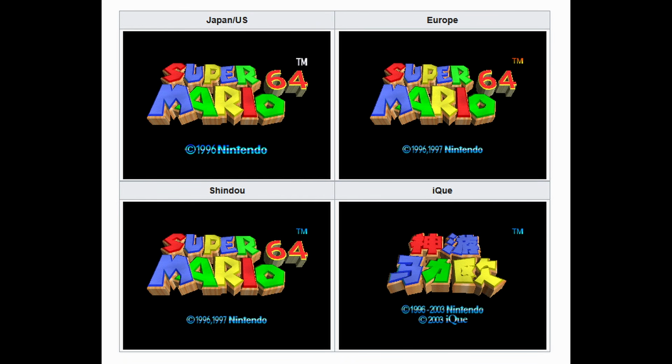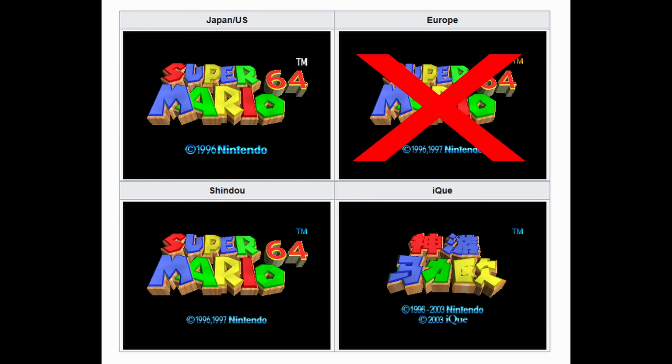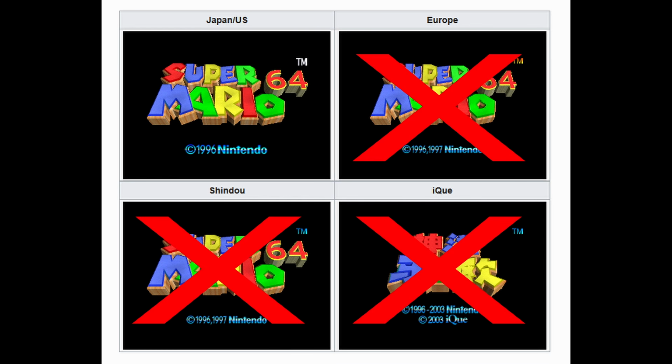There were some issues with the skip. First off, it only worked on the Japanese and American 1.0 versions of the game, meaning that the PAL version distributed in Europe, which by the way I would have access to, or later versions such as the Shindou version or the iQue version, could not perform this glitch.